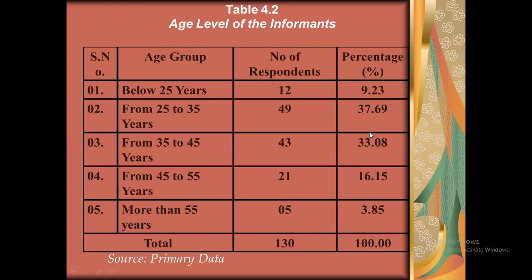This table displays the age level of the respondents. The researcher collected data from 130 respondents about the age level. It reveals that 12 respondents belong to the age group below 25, and 37.69% of the respondents belong to the 25 to 35 years age group. So the tabulation process helps to understand the data in a simplified manner.